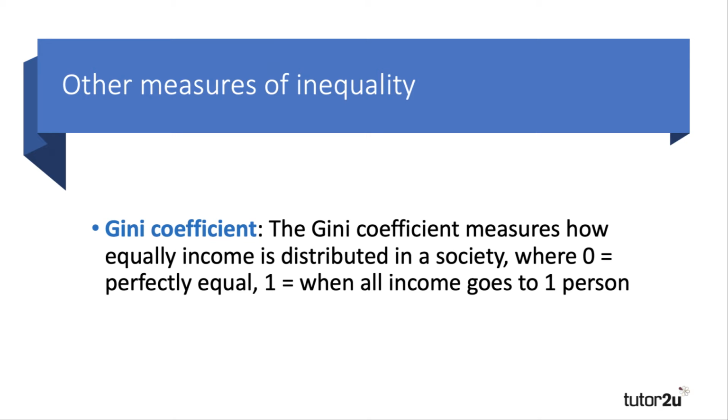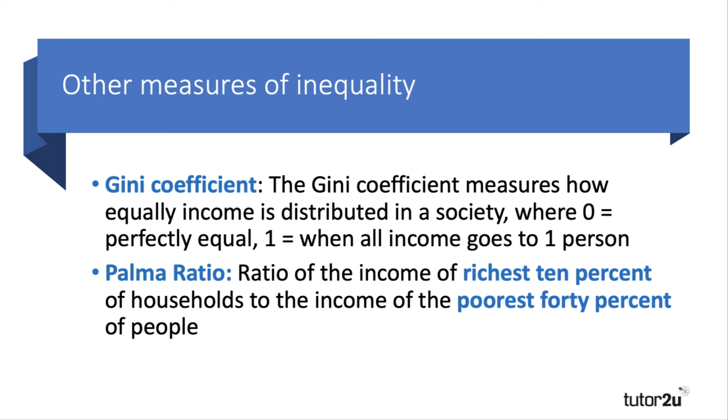So the Gini coefficient, hopefully you're familiar with this, measures how equally income is distributed within a society, where 0 is perfectly equal, no inequality, and 1 is where all the income goes to one person. The Palma ratio is an important measure. It's the ratio of the income of the richest 10% of households to the income of the poorest 40%. And given that the World Bank and others believe in the idea of inclusive growth, the Palma ratio is becoming a more significant measure of relative poverty and inequality.